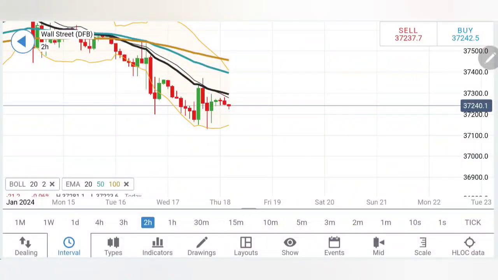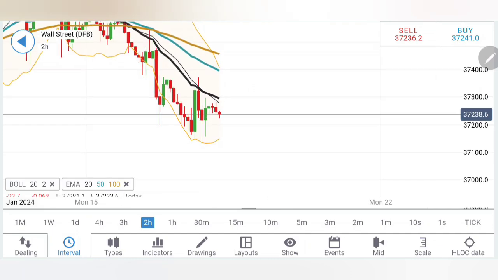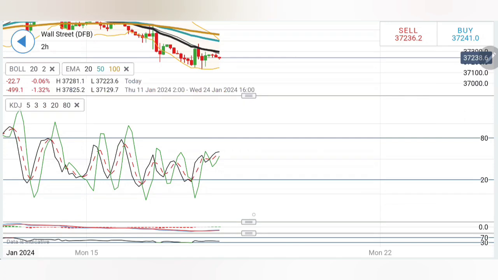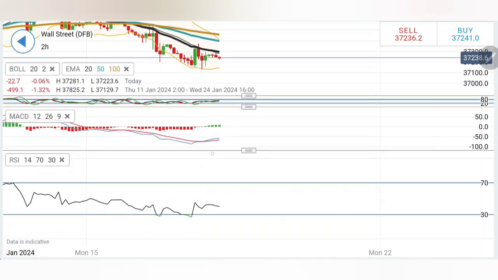Coming to the 2-hour charts, notice higher highs on the preceding candles. This candle is trying to break out. Also, it has approached the 20-period moving average at 37,300. Thus, yes, if you see the price staying above 37,300, that is the point where we can initiate a buying position. Else, it is still trading bearish here.